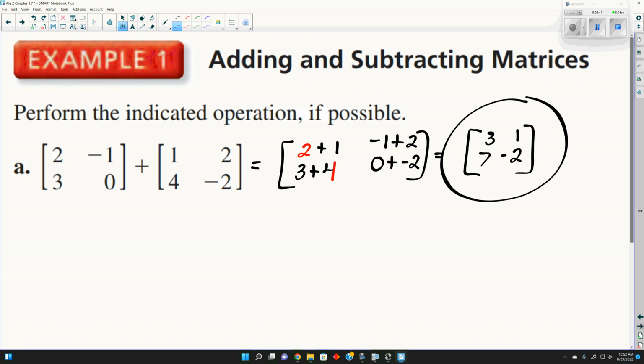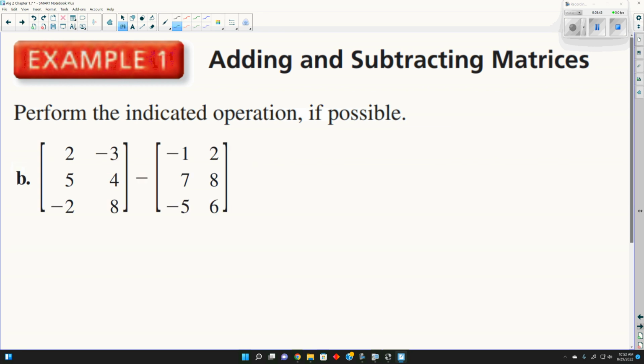Okay. Let's look at the next one here. Do these two matrices have the same dimensions? So that means we can subtract them, and we want to subtract the corresponding elements. So we would say 2 minus negative 1. Then we would have negative 3 minus 2.